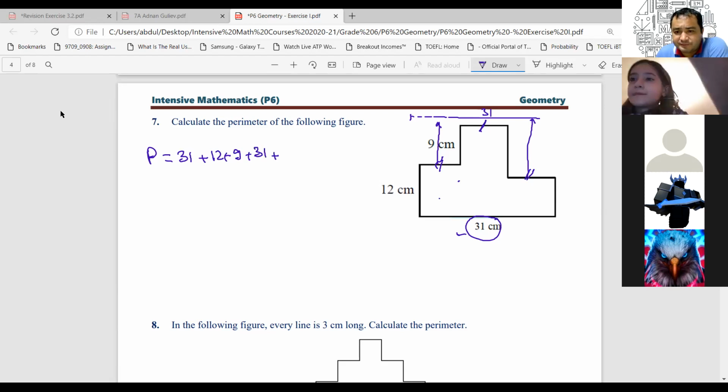How about this one? This one plus this one is equal to 9 plus 12, right? That is 21. Very good. Now, if you add 31 plus 31, it is 62. And 21 plus 21 is 42. 62 plus 42 is equal to 104.